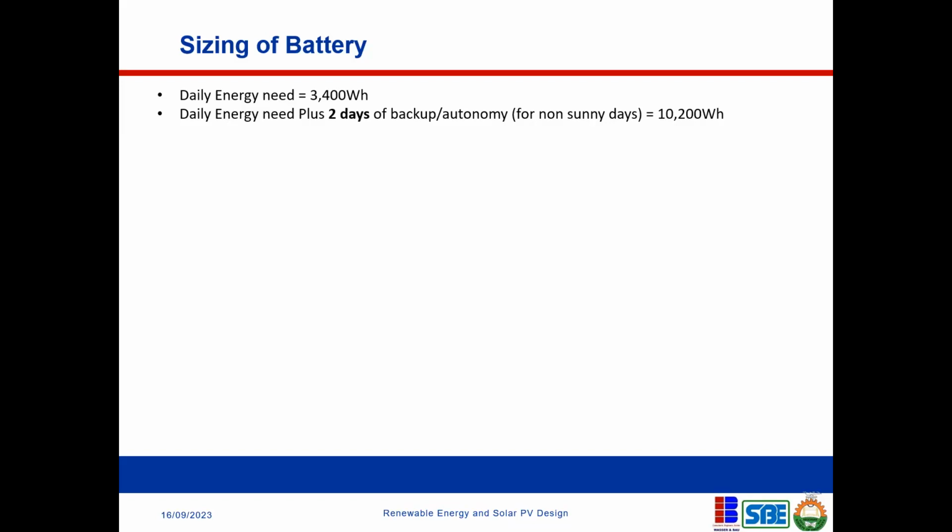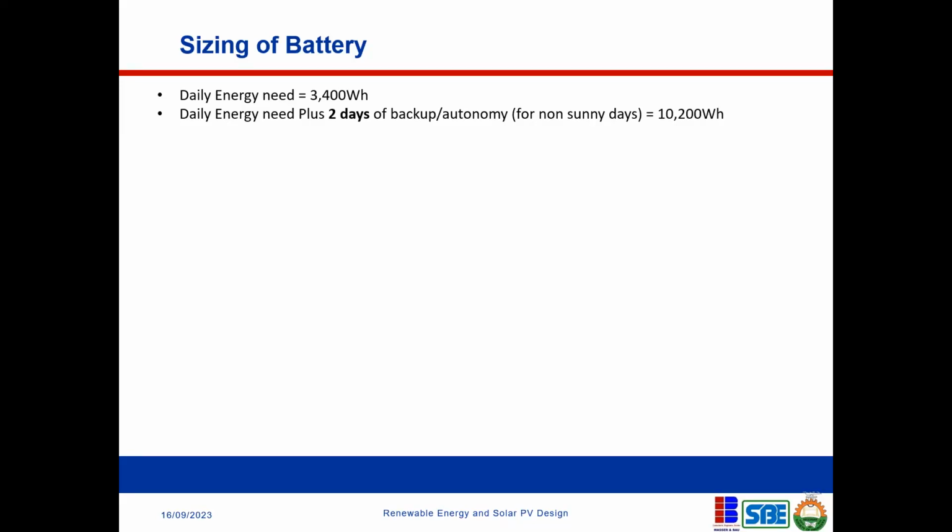We call it days of autonomy. You could also ask the client, how many days of autonomy do you want me to design this storage unit for? So even if there's no sun for one day or two days, you have enough battery storage that can last you for those periods when there is no sunshine. That is what we call days of autonomy, or backup system for non-sunny days. In our design, we need to consider that as well. So our daily energy need is 3,400 watt hour. Now we have the days of autonomy. We want to add 2 days of autonomy to our energy storage.